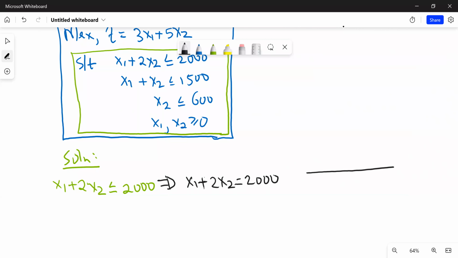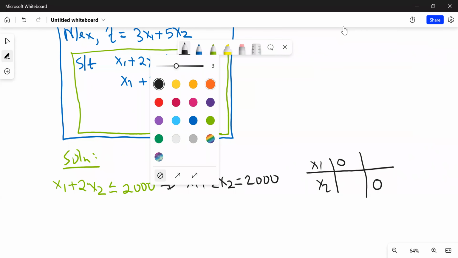So we'll choose some convenient points. We need x1 here and x2 there. We need good points to represent that line. And a good starting point is to set x1 to 0, and also you set x2 to 0 on the other side. So when x1 is 0, that is if you put 0 here, then the value of x2 will be 1000. Just solve it.